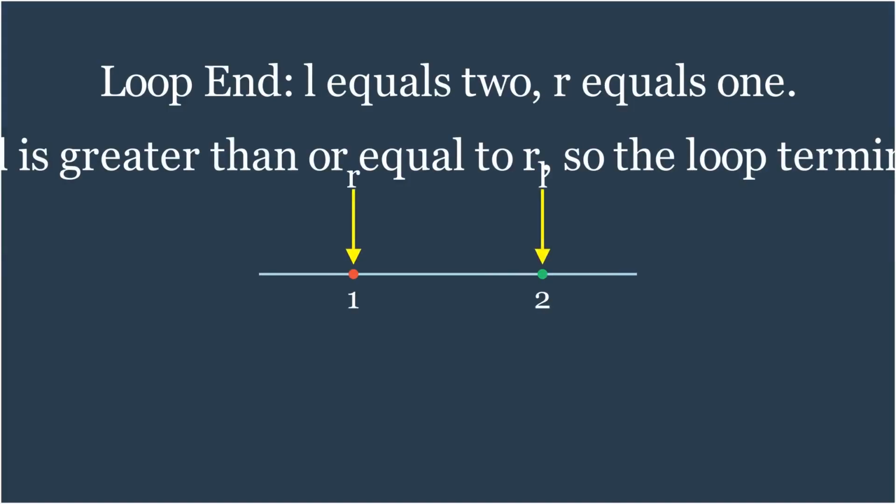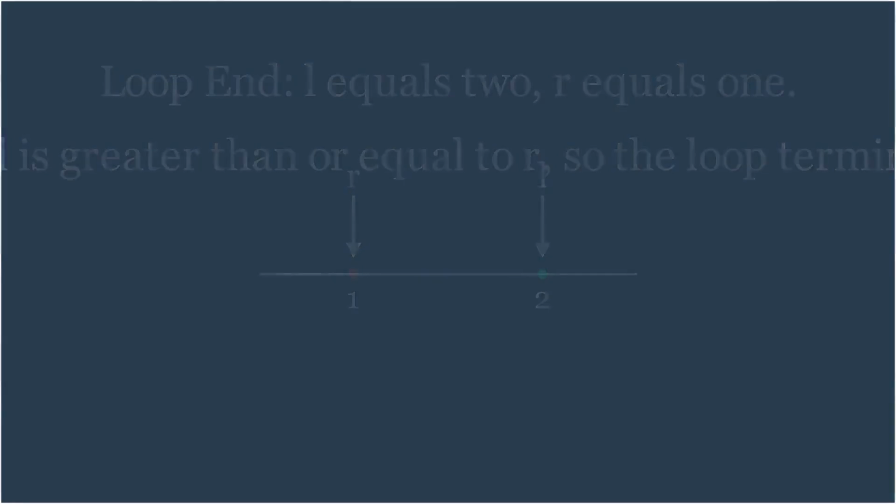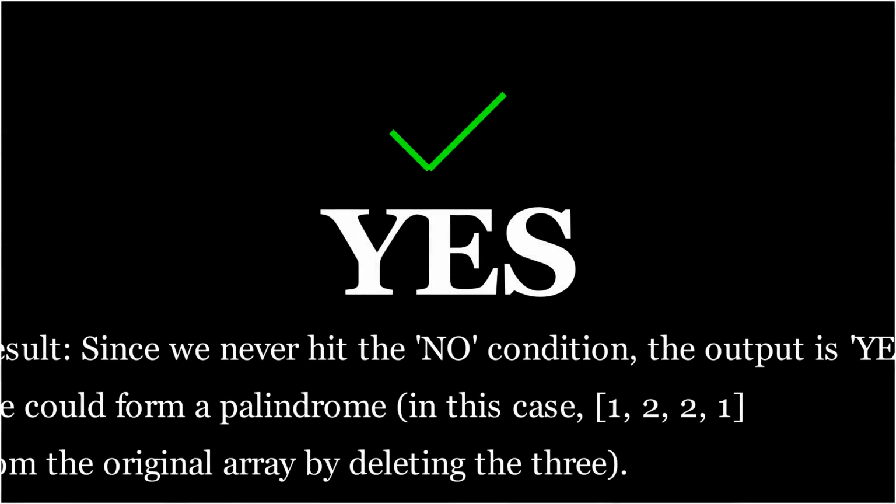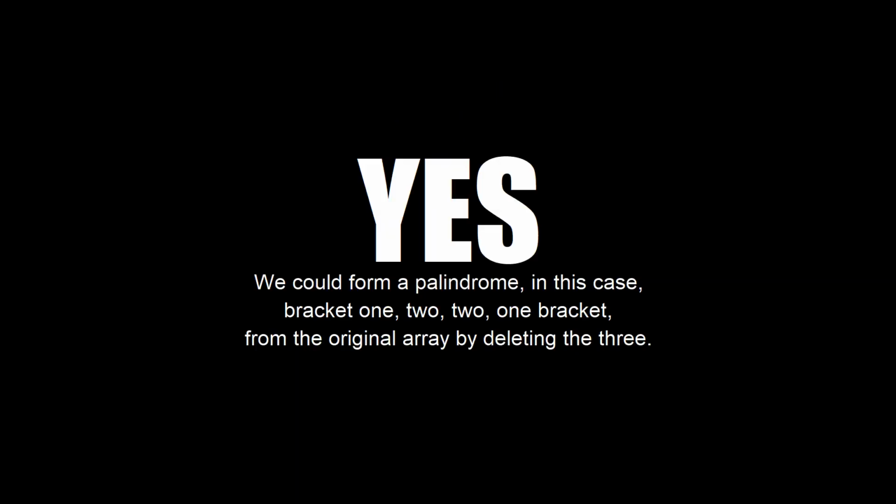Now L is greater than or equal to R, so the loop terminates. Result: since we never hit the no condition, the output is yes. We could form a palindrome, in this case 1, 2, 2, 1, from the original array by deleting the 3.